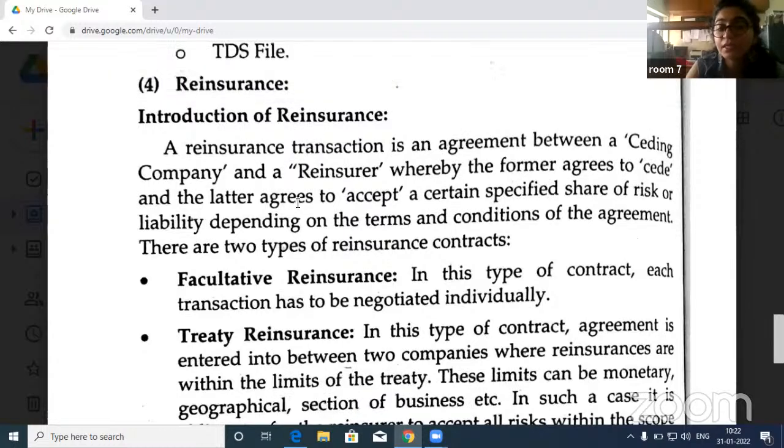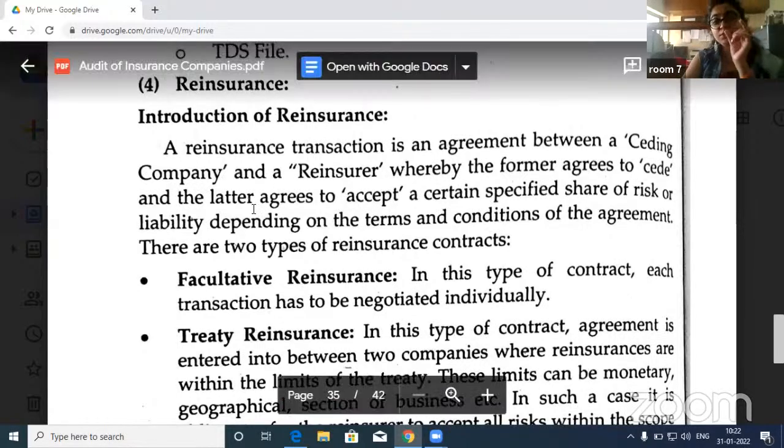Reinsurance. What do you mean by reinsurance? When one insurance policy is shared with two, three, or maybe more insurance companies, that is known as reinsurance. That insurance had taken place, and it is to be shared by the company with other companies because the amount is very huge.